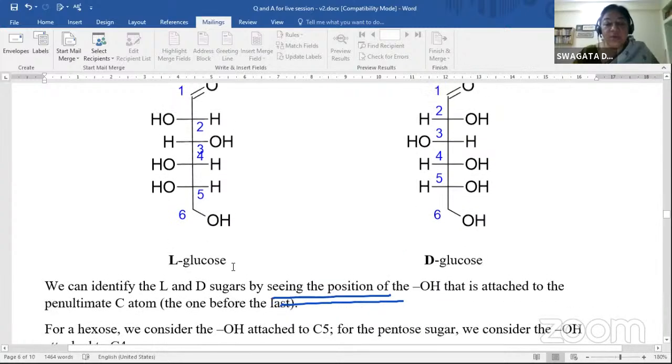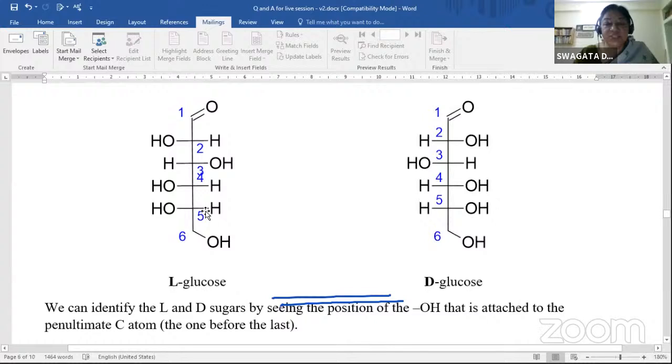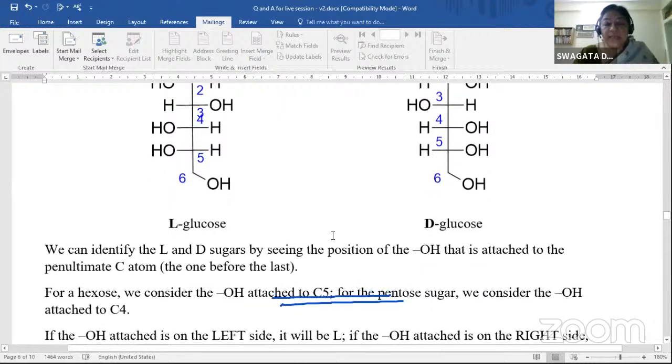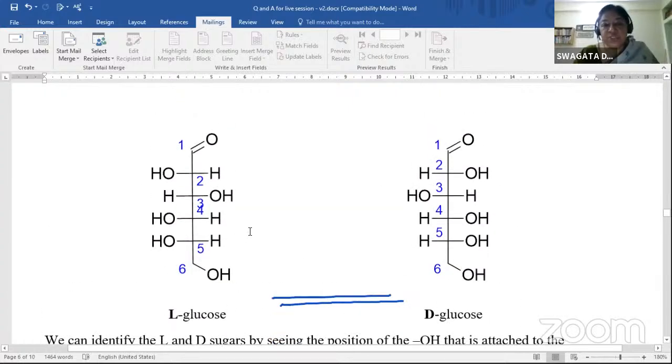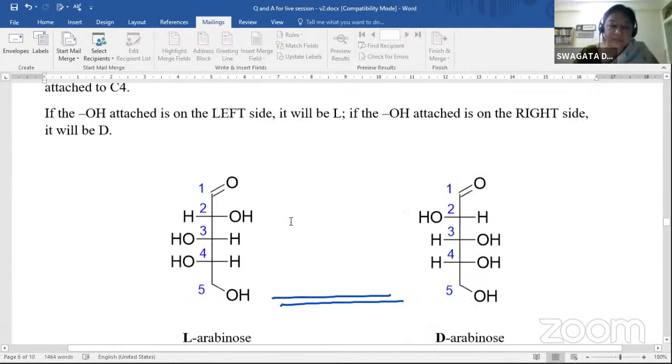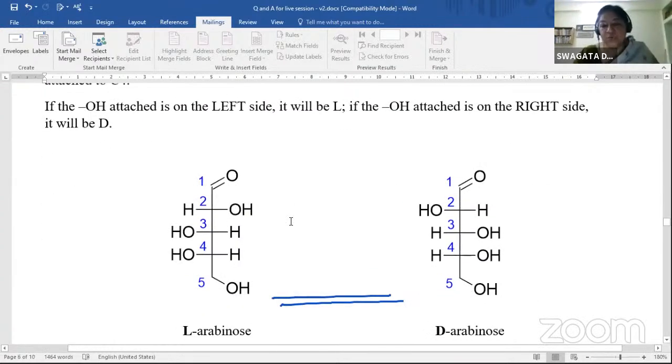We look at the OH attached to the last position, the one attached to the CH2OH, in this case the 5th position. If the OH is on the left, we would call it the L form. If it is on the right, it is the D form. Then obviously we would try and remember these specific positionings of the OH and then talk about whether it is arabinose or glucose and so on and so forth.